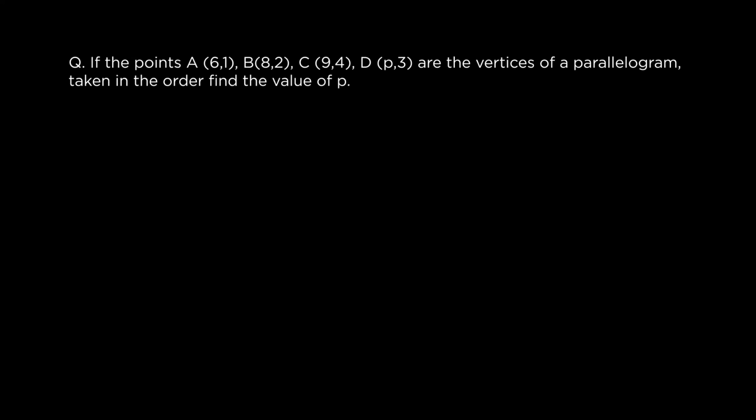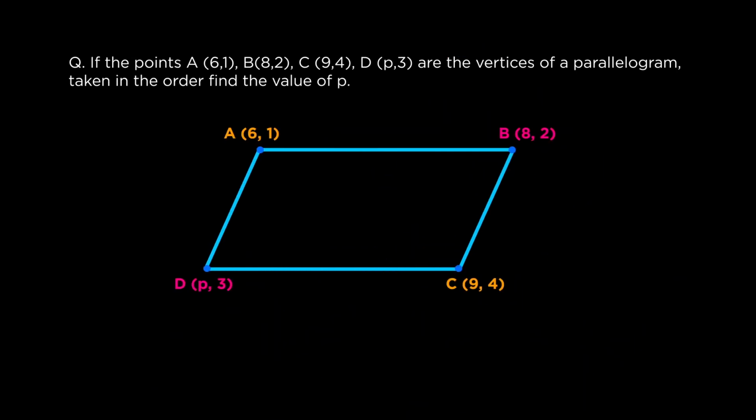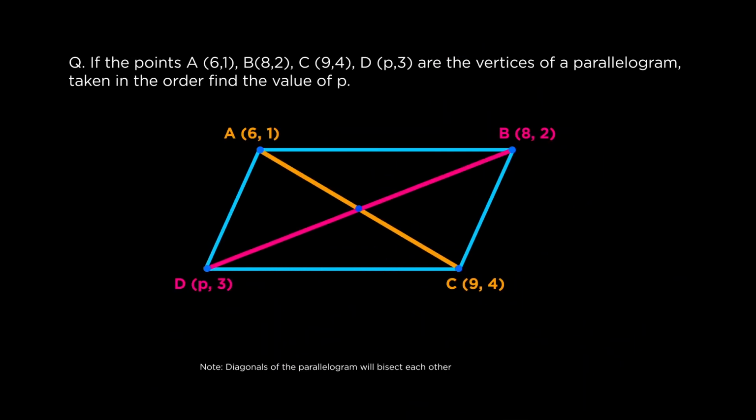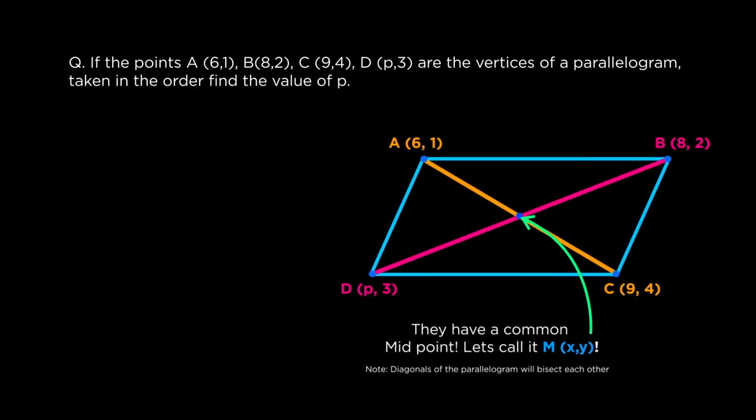Let's join the diagonals AC and BD. As we have already said, we have a common point, and we know that it's a midpoint. Let's name this midpoint M with the coordinates x and y. This point M is a midpoint for the diagonal AC, isn't it? Yes, it divides the diagonal AC in a 1:1 ratio. So I can use the midpoint formula to find the coordinates of M. Yes, that is what I'm going to do first.